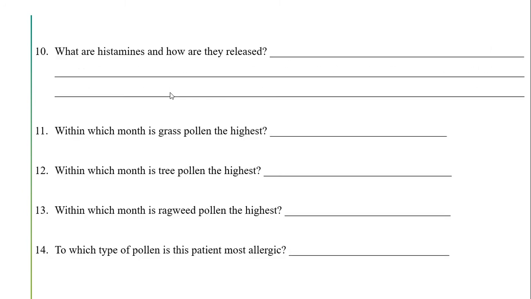So the last few questions are just to explain what histamines are, how they're released, and which month has the highest grass, which month is the highest tree, which month is ragweed the highest, and which type of pollen this patient is most allergic to. And that's it. You've completed lab number 14, and that is it.